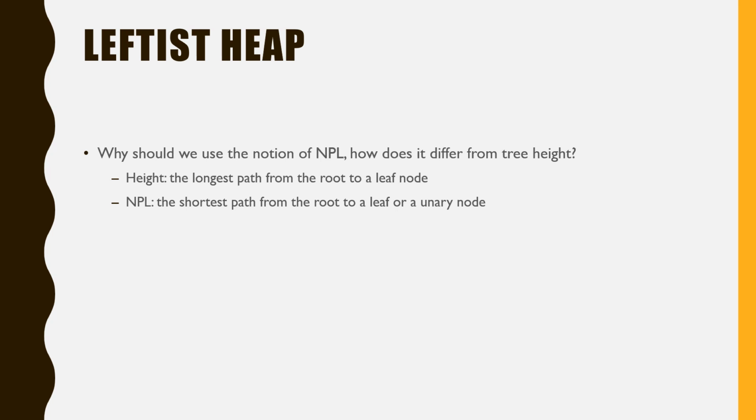To better understand the analysis, we first need to understand why NPL should be used when defining leftist heap, and how it differs from the tree height. Recall that the tree height is the length of the longest path from the root to a leaf node. On the other hand, the NPL is the length of the shortest path from the root to a leaf or unary node. In a sense, height measures the longest path in a heap, and NPL measures a shorter path in a heap.